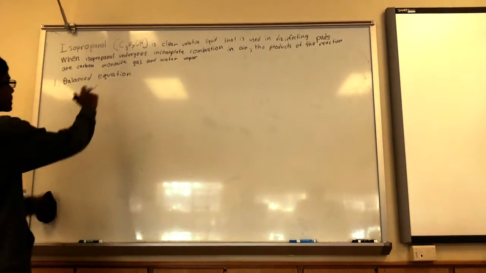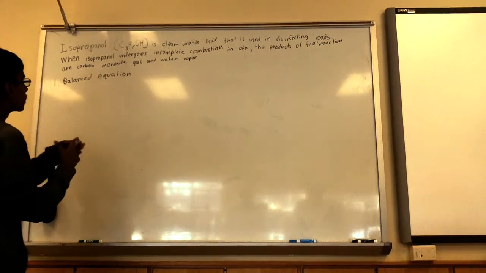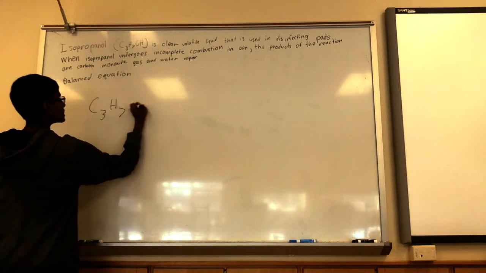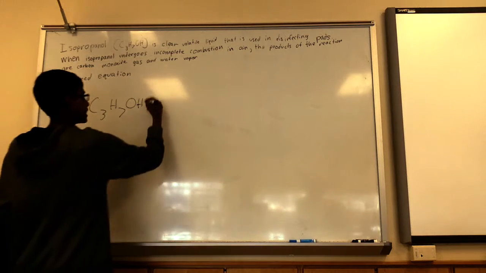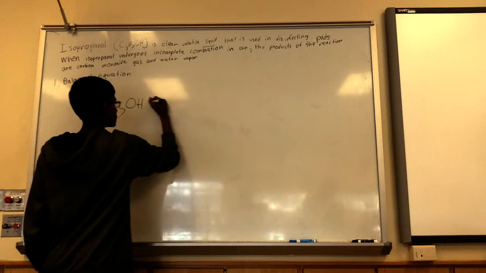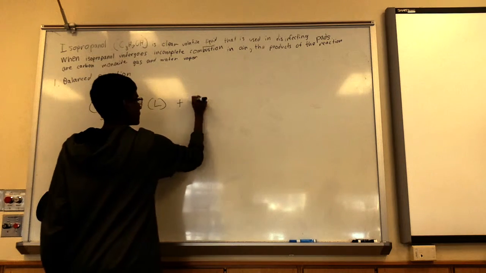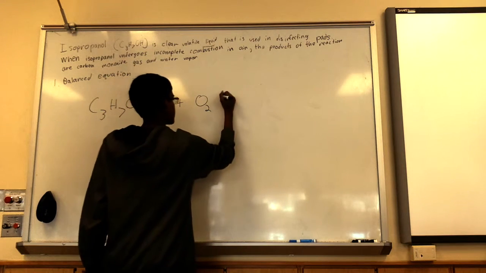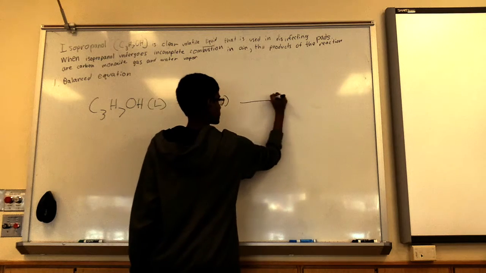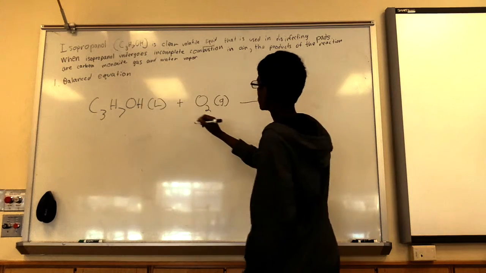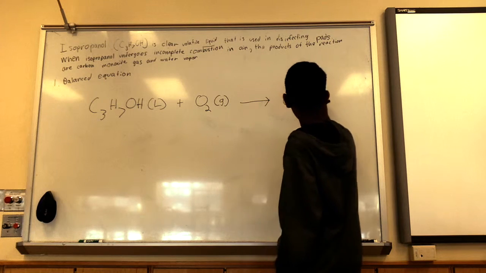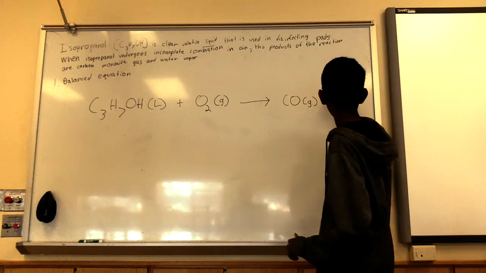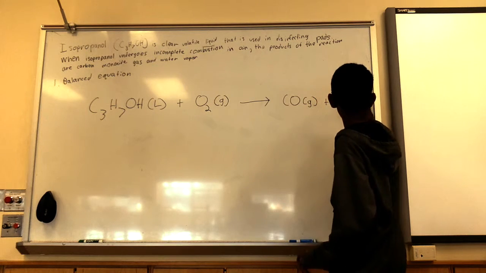Alright, so we need to make an equation for this reaction. So our reactants will be isopropanol, C3H7OH, and that is all liquid, so L. That reacts with air, so that'll be O2, and that's as a gas. And then that creates carbon monoxide, which is CO, and again, that's gas, and water vapor, which is gaseous, H2O.